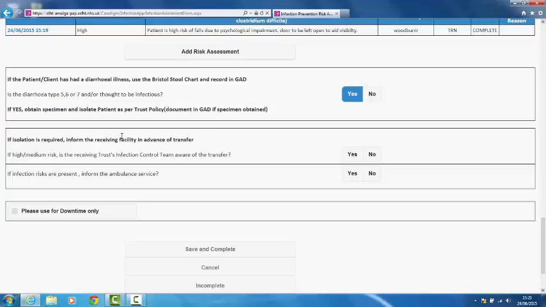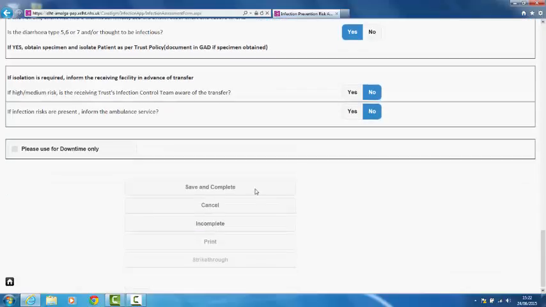If your patient is required to be transferred to another facility and isolation is required, you have completed a further risk assessment and determined they are still a high or medium risk, then you need to contact that receiving trust's infection control team and make them aware of the transfer and reasons, and tick yes. If there were any other infection risk present, you would also inform the ambulance service and tick yes. However, this patient has currently just been admitted, so we don't need to complete this part.